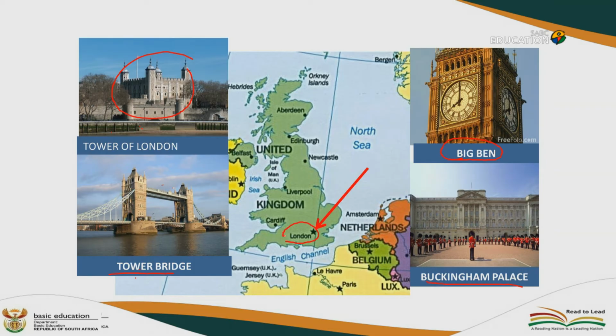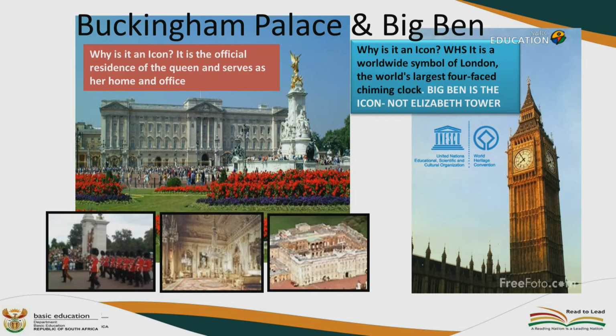We will talk about the Tower of London. We'll talk about the Tower Bridge. We'll talk about the Big Ben and the Buckingham Palace. Why they are icons, the Buckingham Palace and the Big Ben. Why they are icons, grade 12. It is the official residence of the Queen and serves as her home and office. Why is it an icon? It is a world symbol of London and the world's largest 4-face chiming clock.